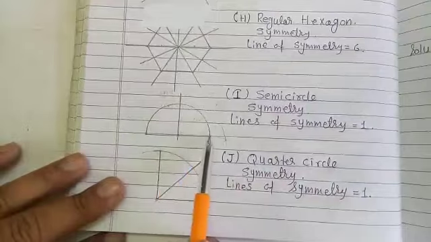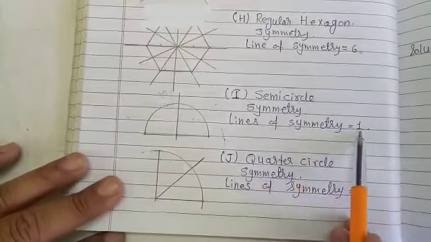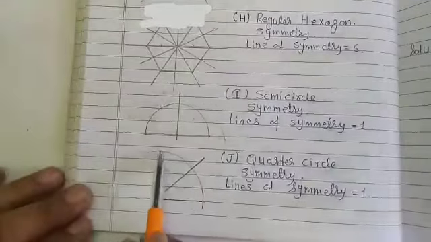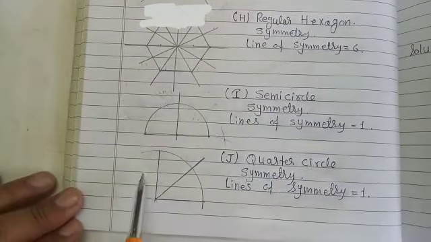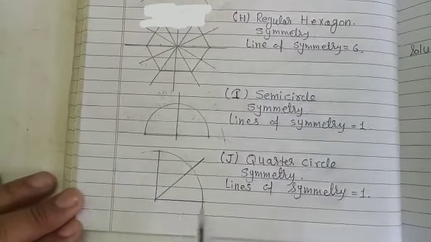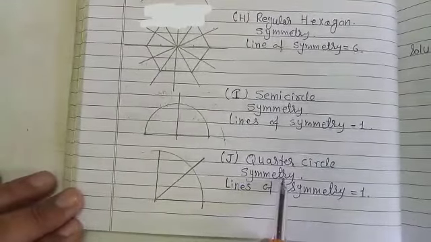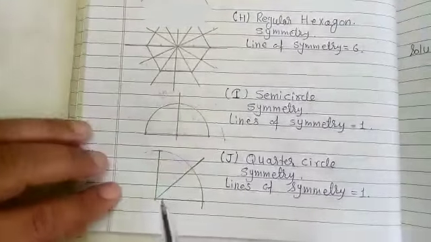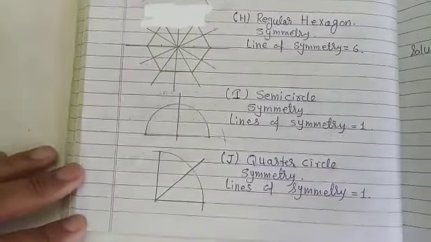This we can see as a semicircle. Semicircle is also symmetrical. We can divide the semicircle with a line of symmetry. How many? One line of symmetry. This is a quarter circle, meaning 1/4. If you draw a circle, this is the first part, this is the second part, this is the third part, and this is the fourth part. That is called a quarter circle. This symmetry you can also make. Line of symmetry is 1. From the center, you draw a line between these two. That is a quarter circle. Line of symmetry is 1.